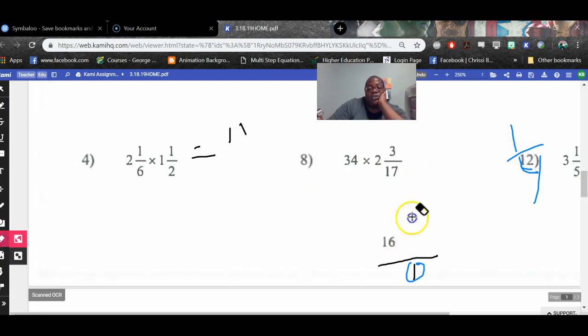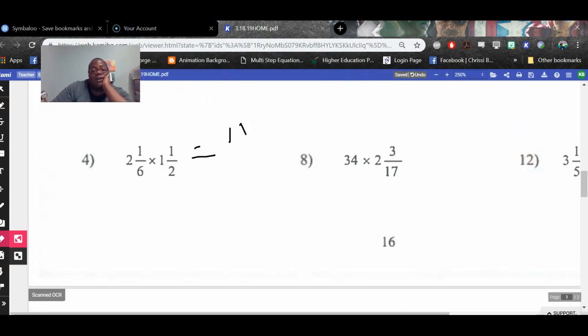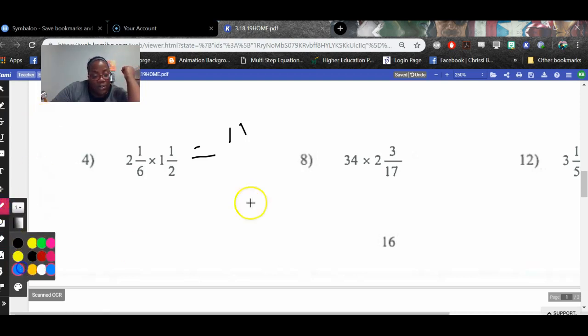And you know what? I'm going to go straight across to this number 8 right over here that I see. Okay? So this number 8, I have 34 times 2 and 3/17. So remember, the first thing that we're going to do is change any whole number into a fraction simply by putting a 1 underneath it. Okay? So then we're going to change this mixed number into an improper fraction. And we do that by multiplying the whole number with the denominator. So you have 2 times 17, which is 34.